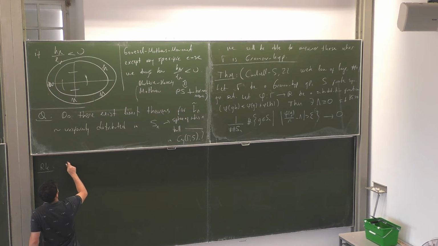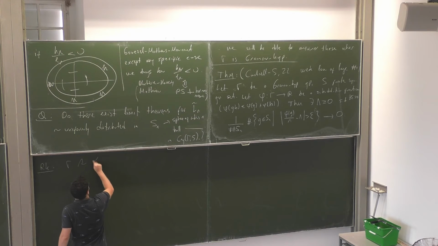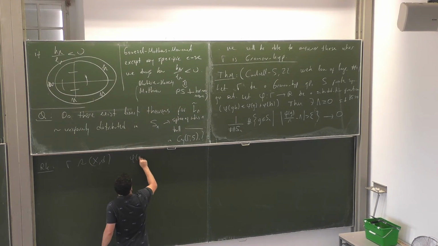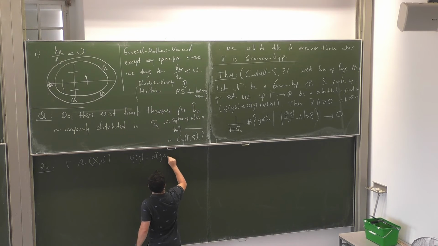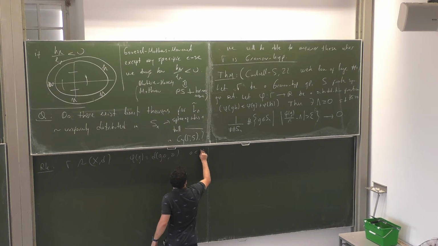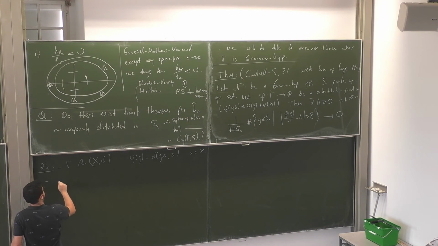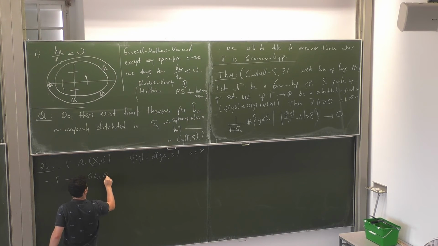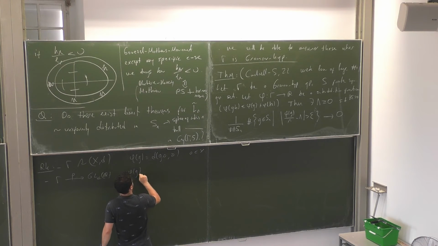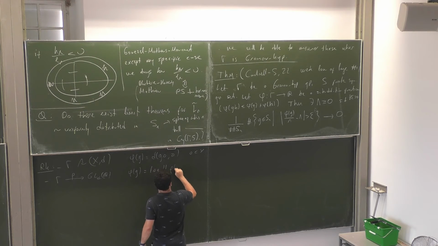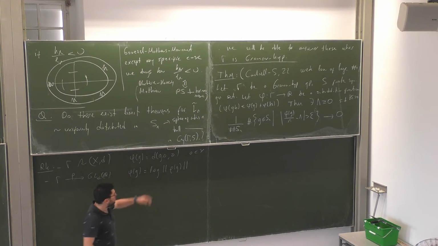So what kind of examples do you have for this kind of function? Maybe gamma acts on some metric space, and then you take phi of g to be the distance between g o and o, for a fixed point o. Or you can take gamma with a representation inside GL_d(R). So you associate to gamma matrices, and then you take phi of g to be the logarithm of the operator norm. So all these are subadditive functions.